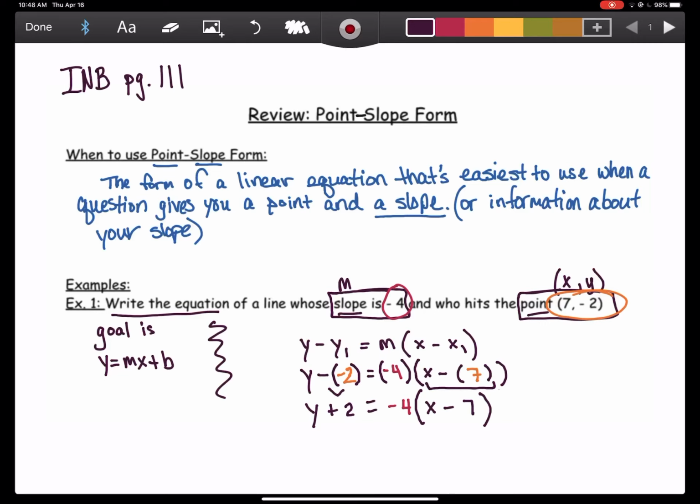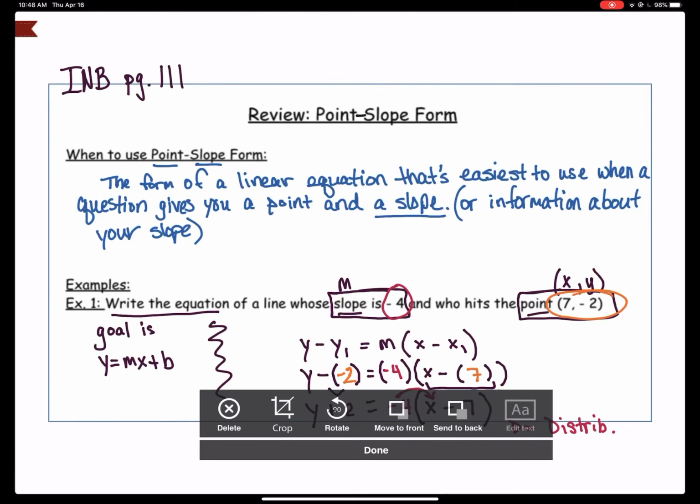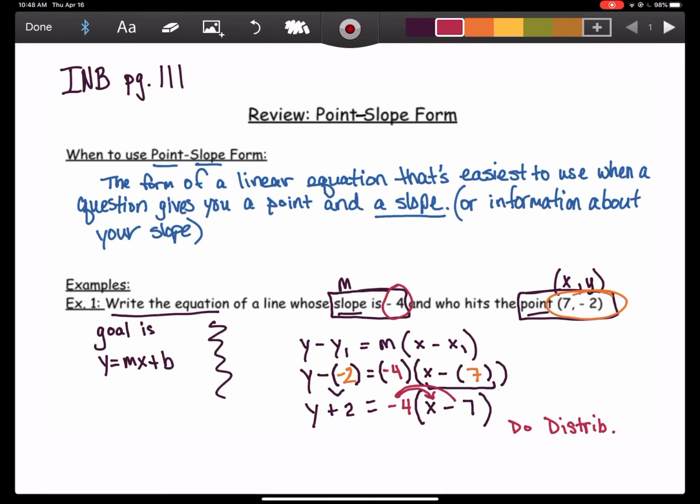But when in doubt, just leave the parentheses there. Okay, so let's keep going. Now, I should notice I need to do the distributive property. So I'm going to distribute -4 into the x and -4 into the -7. So on the right side of my problem, I end up with -4x and positive 28.